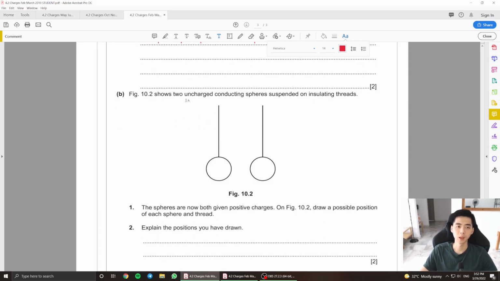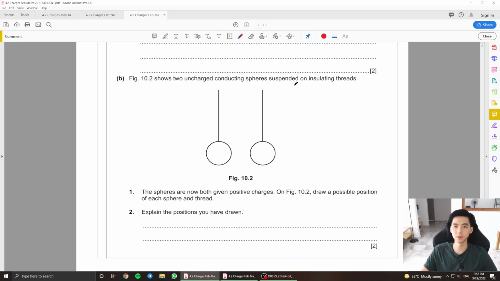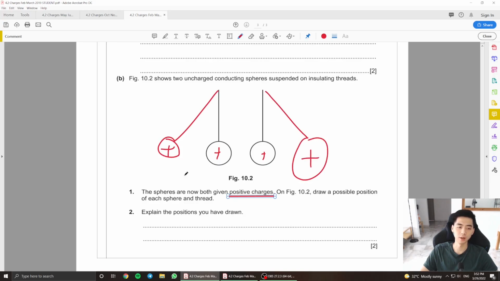Then after that, figure 10.2 shows 2 uncharged conducting spheres suspended on an insulating thread. The spheres are now both given positive charges. They're both positive charges here. On figure 10.2, draw a possible position for each of the spheres and the thread. Since they are both positively charged, then obviously both of them will be repelling each other, right?